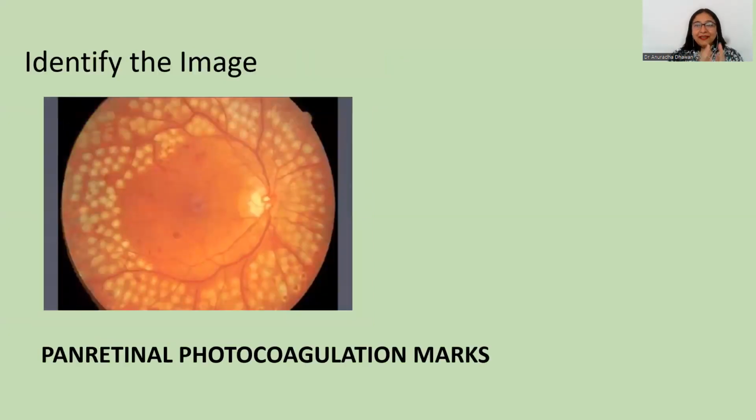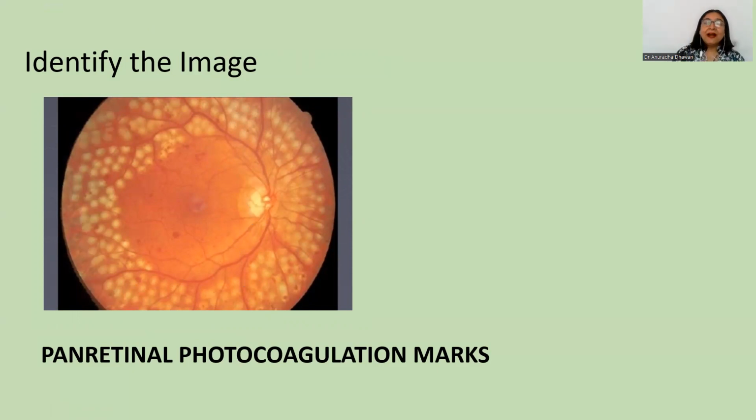Moving on to another image. Can you please identify this image? This is a fundus image and you have to identify what is there. So what are we noticing here, friends? Very clearly, you are noticing multiple round spots all over the retina except for the central area. Multiple yellowish white spots, very uniformly placed all over the retina except the central area. So these are your laser marks on the retina.